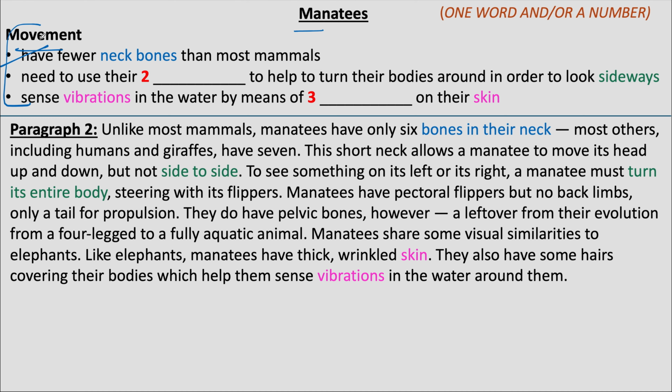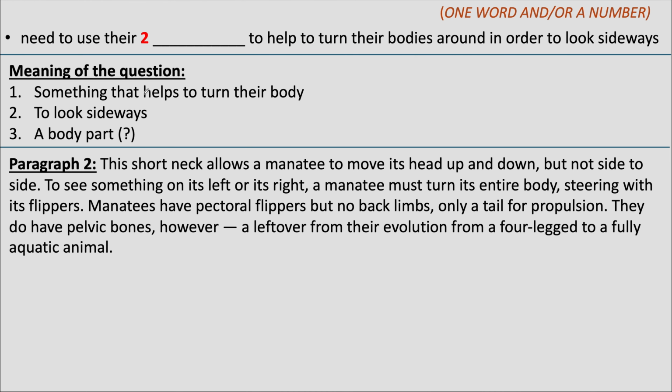We identify the keywords from each point to find out tentative location of each question. The first sentence in the paragraph is connected to the first point, neck bones. And towards the end, we have words from the third point. So we focus on the middle of the paragraph. Question 2 is about what manatees use to help turn their bodies so that they can look sideways. So we are looking for something that helps in turning, most probably a body part.